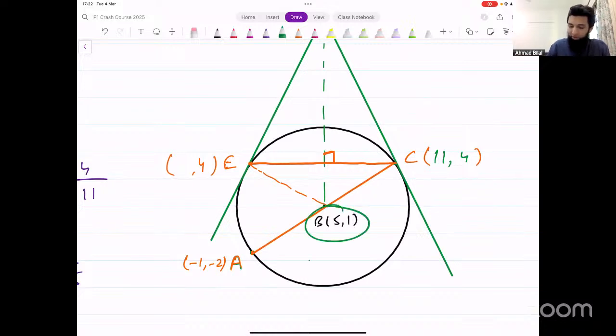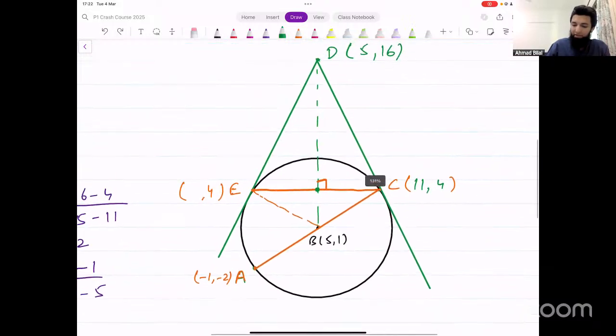This is point B. It has coordinates 5 and 1. Look at this point where the diagonals of the kite are intersecting. This is also going to have the same x coordinate. It's going to have an x coordinate of 5 as well. What about the y coordinate? It's at the same level as the other points. This point here is going to be 5 and 4. The point of intersection of the diagonals.